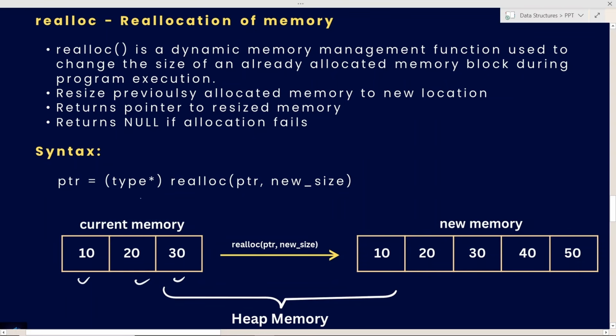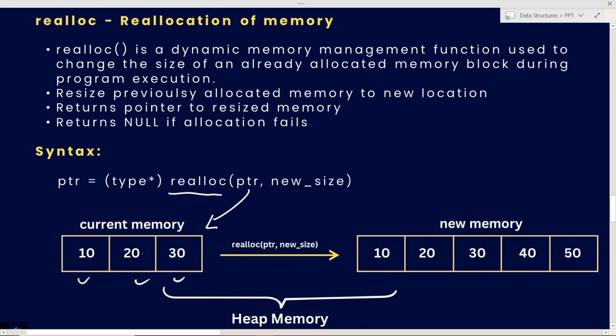Here let's see first the syntax. We will write pointer equals to type star. Type star is again the typecasting. Then here is my realloc function. This is the function name. In this we will pass 2 values. The first one is the pointer. The pointer which is pointing to this location. So this PTR, if we have allocated memory location using the PTR, we will pass that PTR here. Then after comma, we will give the new size.